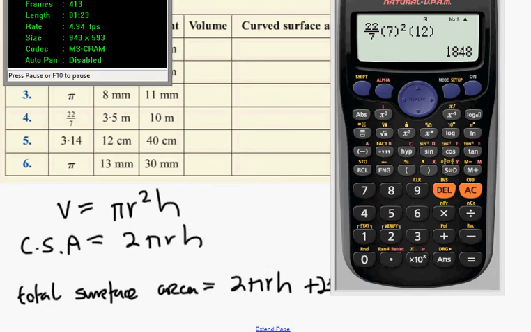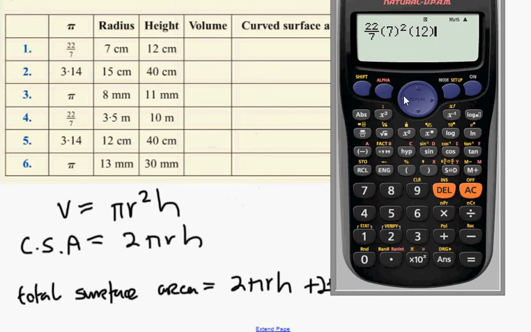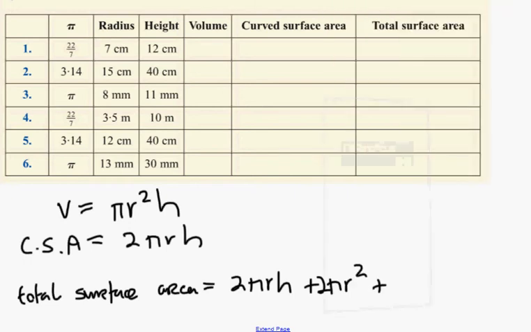Again, the question would be, if you were to put the 22 over 7 in brackets, would it make a difference? Usually negative numbers are affected by brackets, but positive numbers aren't really, but it's a good idea to keep putting stuff in brackets anyway. So it's 1848 centimeters cubed.